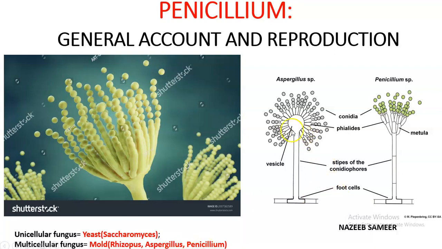Just see, there is a very visible difference between Aspergillus and Penicillium. In Aspergillus, we can see that the tip of the conidiophore is like a globose vesicle, and in the case of Penicillium, that is missing. We will come to these details in the upcoming slides.